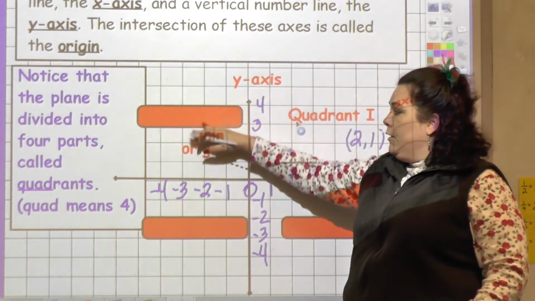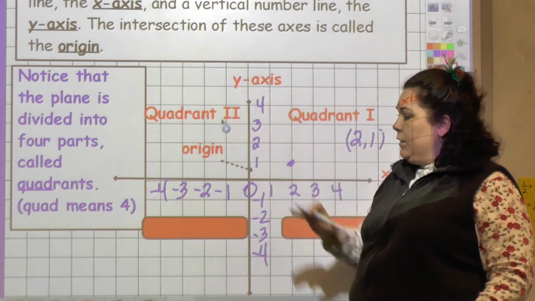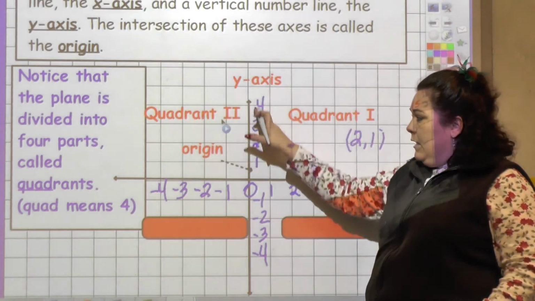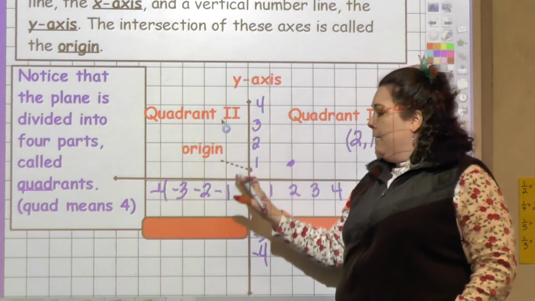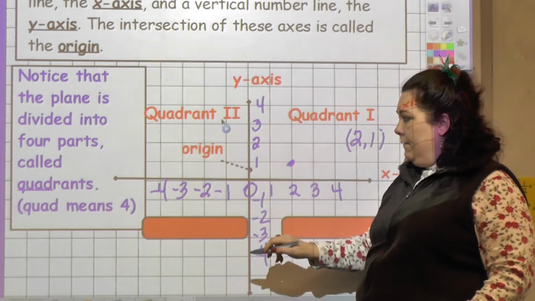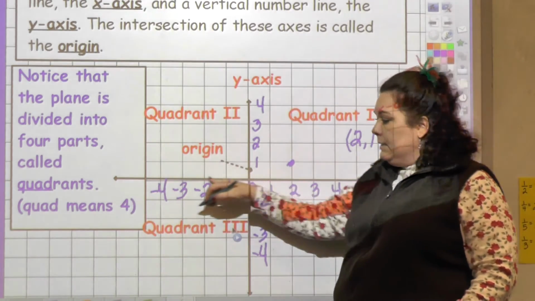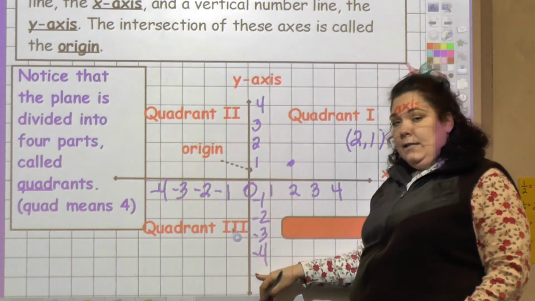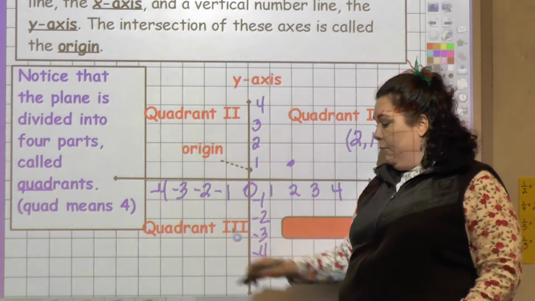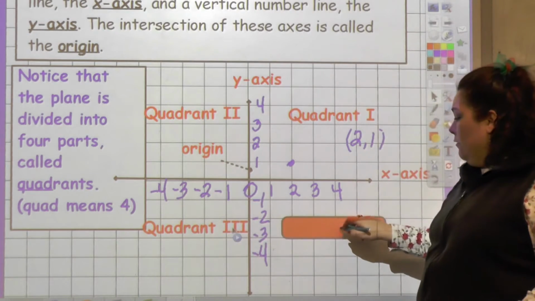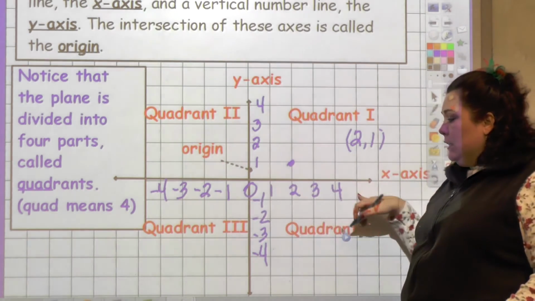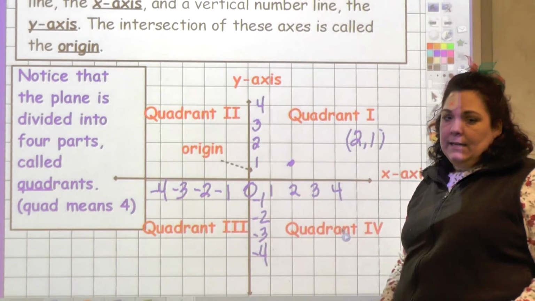So quadrant 1 goes over to quadrant 2, where the x is negative and the y is positive. And then you go to quadrant 3 where your x is negative and your y is negative. So negative, negative for quadrant 3. And then you go to quadrant 4 where your x is positive and your y is negative.